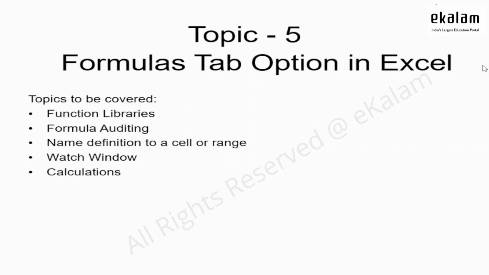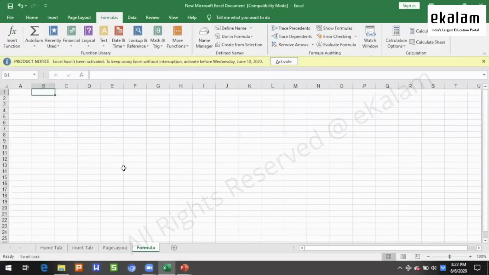So let's go back over to the Excel sheet. I'm using the same Excel sheet which we have used for the previous tabs like the home tab, insert tab and the page layout tab. Here you can see we have a formulas tab. We have different sections in it. We have function library, we have defined names, we have formula auditing and the calculations. Let's start with function library.